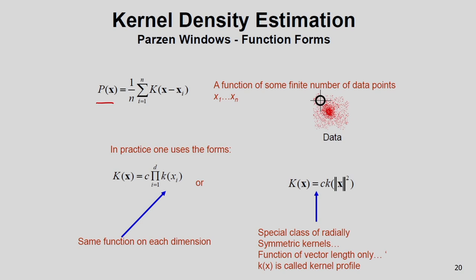So this data distribution I can consider as a probability density function. We may also consider the kernel function something like this, where the product form is considered. In this case, I am getting the same function on each dimension, or maybe I can consider this form of the kernel function. It is nothing but the radially symmetric kernels. This is one example of the radially symmetric kernels, a function of vector length only. So we are considering the length of the vector. k(x) is the kernel profile, and C is nothing but the normalizing constant.